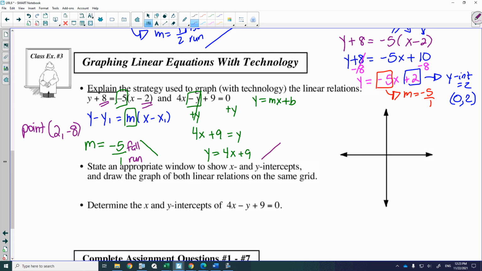This is a positive slope, so the graph would go up, right? The slope is 4, which is 4 over 1, rise of 4, run of 1, and your point that they gave you would be the y-intercept of 9. So on your y-axis, you would find 9, and you'd put your dot.